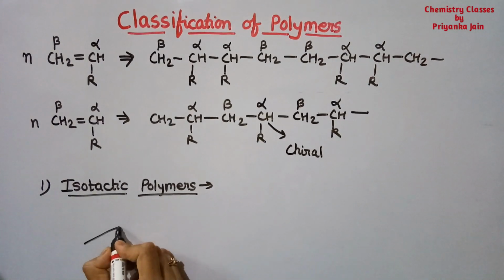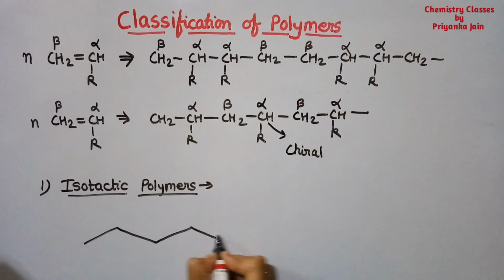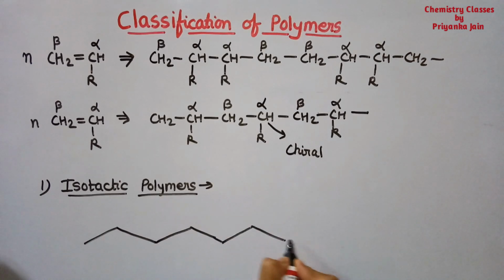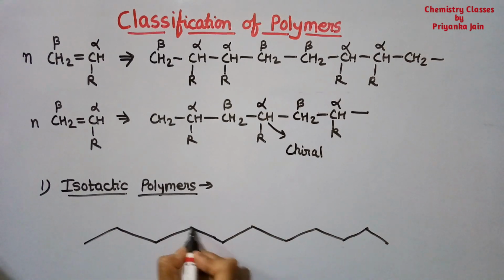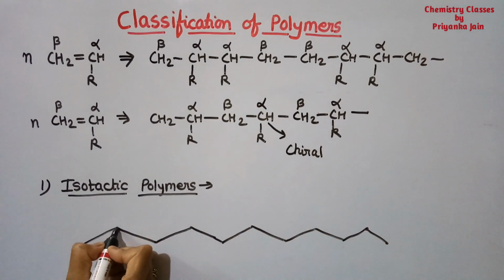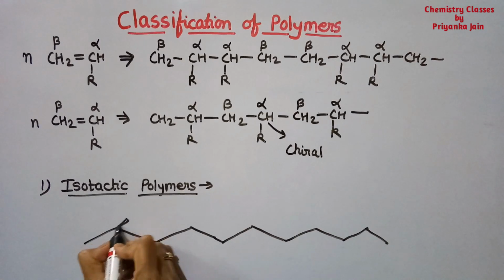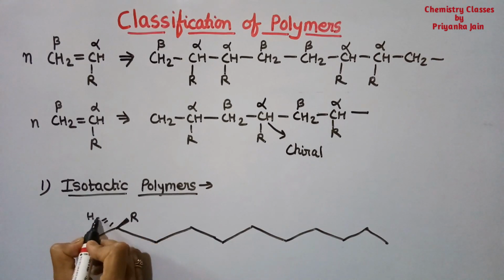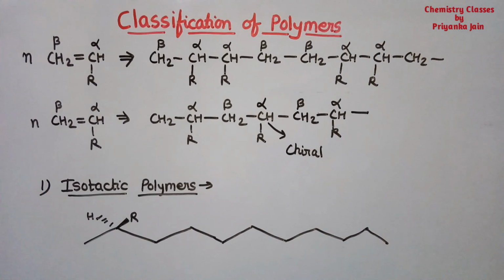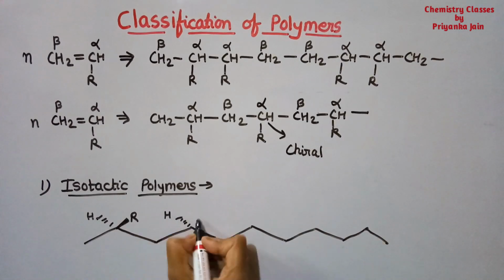For example, if we take such a chain of polymer, this is a chain. These are the carbon atoms. Now consider this carbon atom. At this carbon atom there is an R group, this is above the plane, and this is hydrogen that is below the plane. Now all of the carbon atoms will have the same configuration in this way.